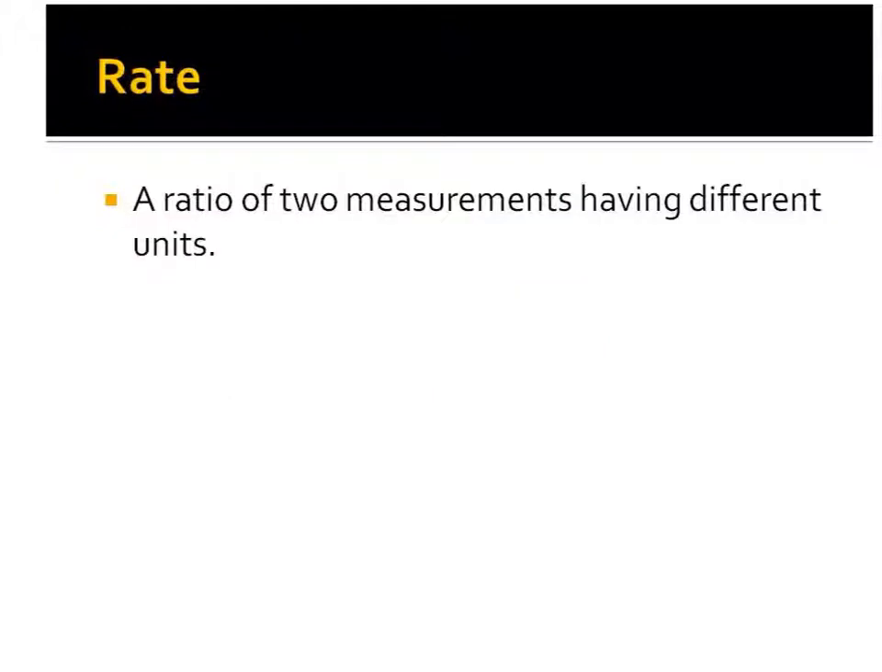So moving on, we're just going to do some definitions. We'll do examples in class. A rate is a ratio of two measurements having different units. So it's still a ratio, but if we look at the units, maybe you have miles per gallon, or miles per hour, or dollars per hour if you're talking about how much you get paid. These are rates because they have two different units.